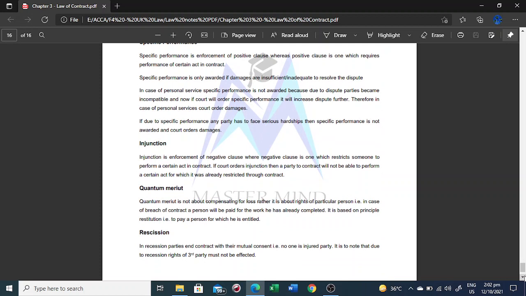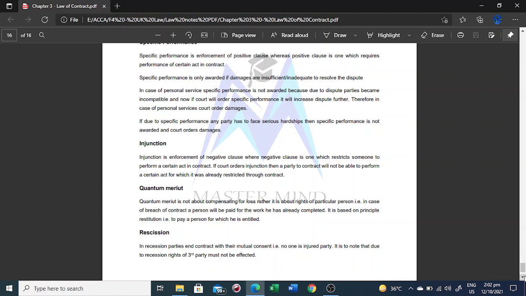Specific performance, we've already discussed. In that case, you can't pay monetary rewards. Rather, the other party who has actually breached the contract needs to perform properly now.